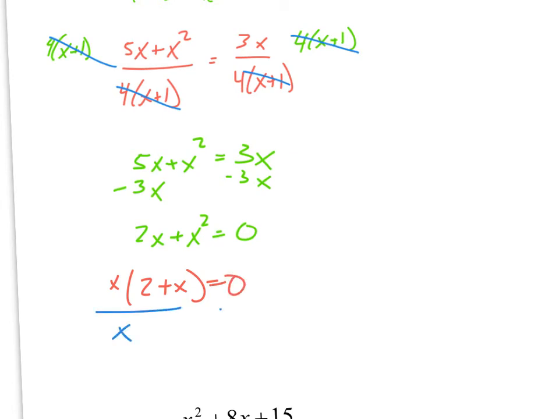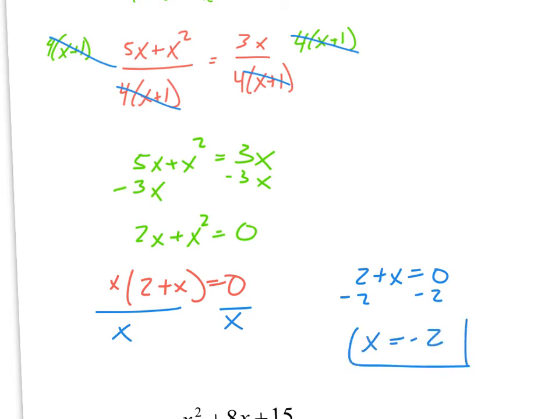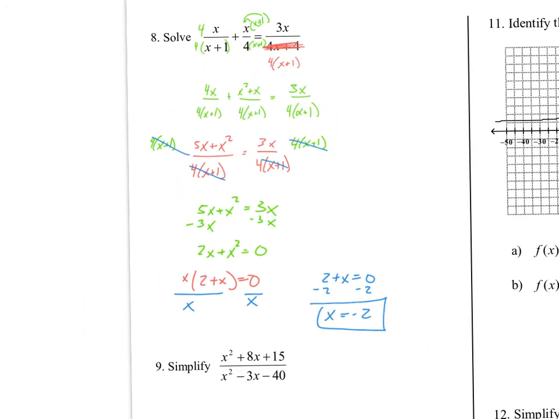And then divide both sides by x. And then we've got 2 plus x equals 0. Subtract 2 from both sides. X equals negative 2. And then remember, you can always plug this back into your question to check. You can take that and you can say negative 2 divided by negative 2 plus 1, and then make sure it all evens out.